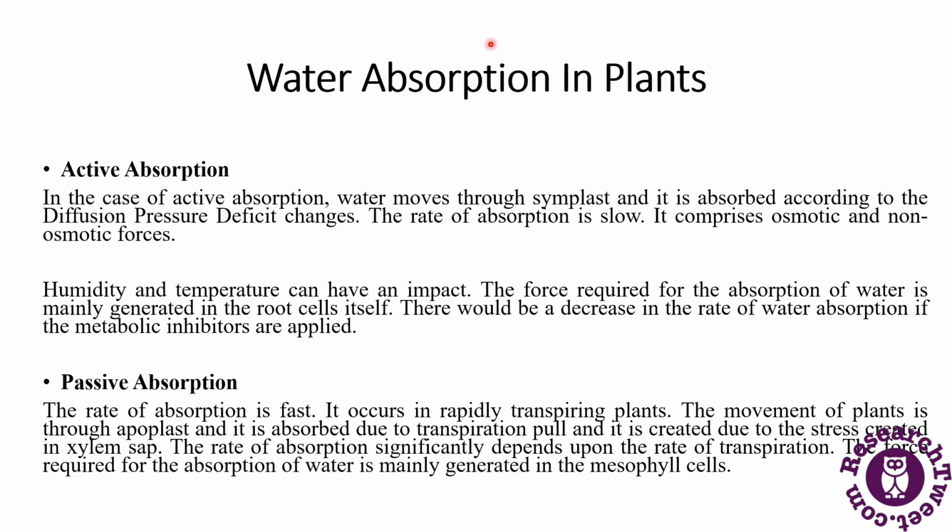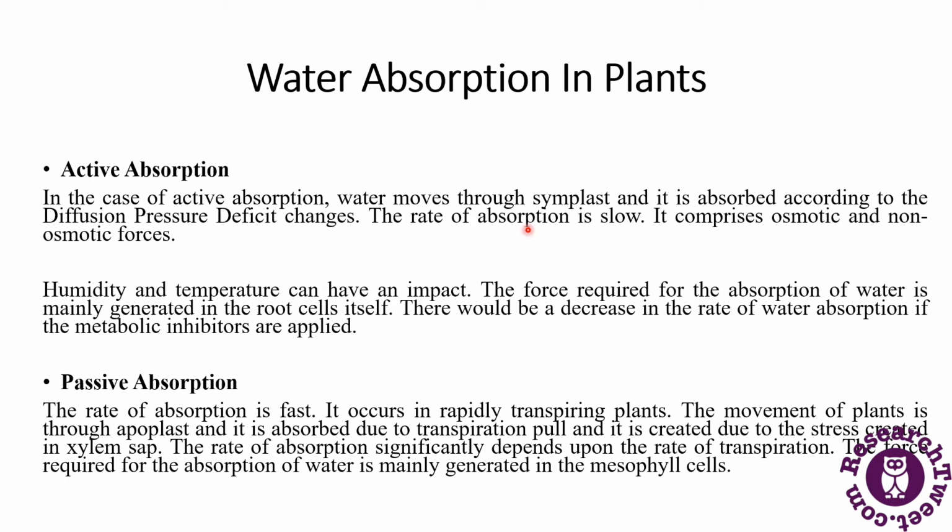So water absorption in plants. There are two types of absorption which are commonly used in the plant. First is active absorption and second is passive absorption. So what happens in active absorption? In the case of active absorption, the water moves through the symplast and it is absorbed according to the diffusion pressure deficit changes. So this is known as active absorption.